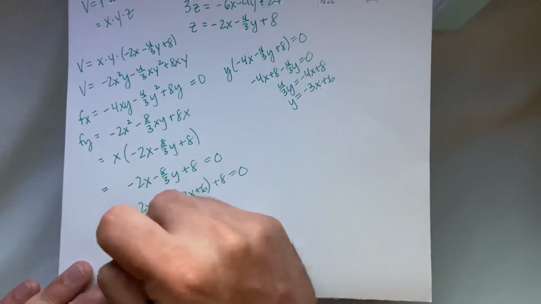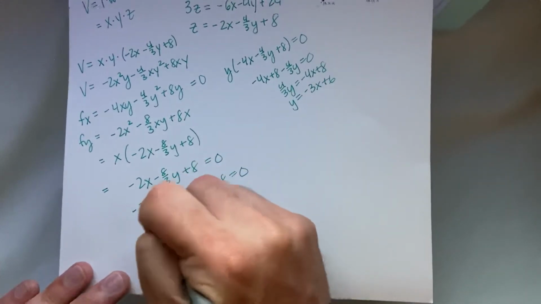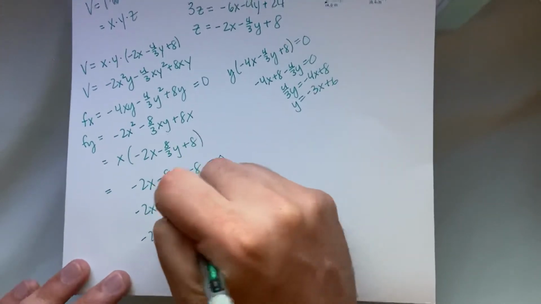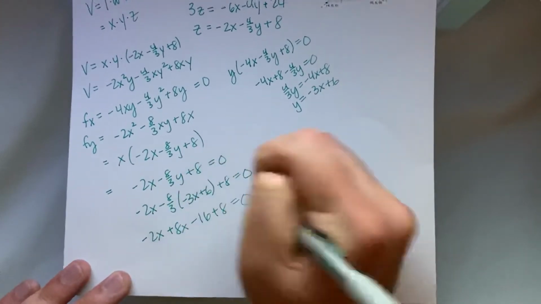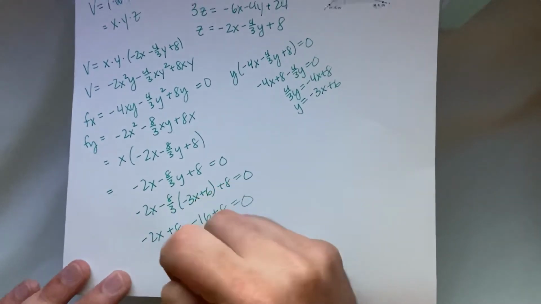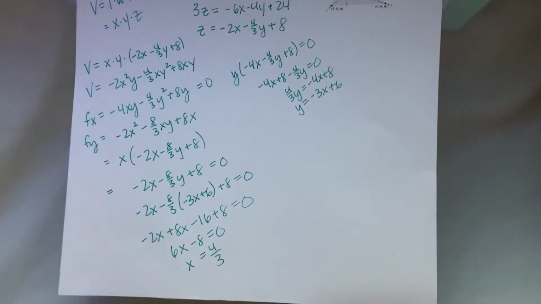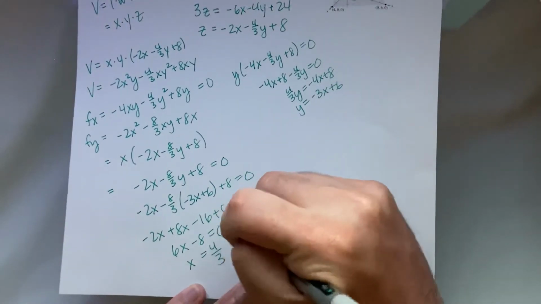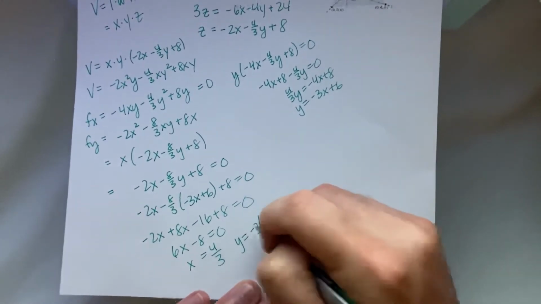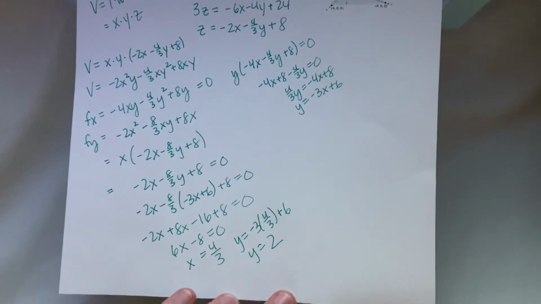What happens when I multiply this by 8/3? Negative 2x. 3's cancel, negatives cancel, looks like plus 8x. Negative 8/3 of 6 should be minus 16 plus 8 equals 0. So looks like 6x minus 8 equals 0, so that means x is 8/6, or 4/3. Now if x is 4/3, I can get y. 3's cancel. Negative 4 plus 6 leaves y at 2.